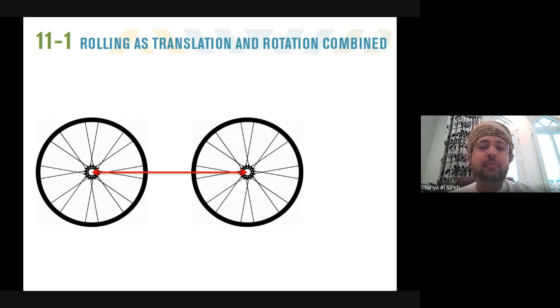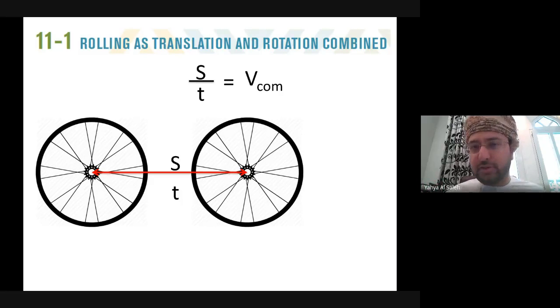Now, how much do I move? Suddenly, the answer to this question is not very clear, because how much do I move where? Bear with me, I know it sounds weird. If I am looking at the center point of each wheel, then going from here to here, how much did I move? This distance x or s. In time t, S over T is V center of mass. Simple. So far, everyone is okay with this? Okay, good.